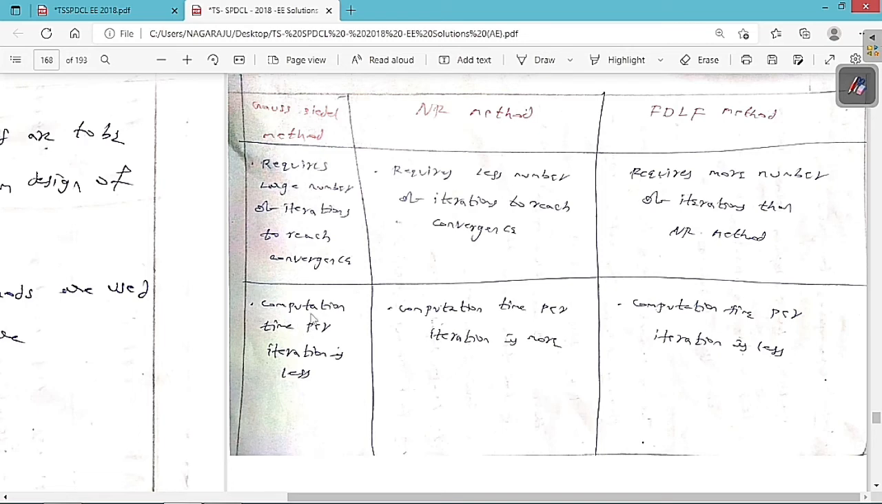Whereas for computation time per iteration, it is very low for Gauss-Seidel, it is more for Newton-Raphson, and it is less for the fast decoupled method, very much less when compared to Newton-Raphson. So out of these three methods, the computation time per iteration is highest for Newton-Raphson and lowest for the fast decoupled load flow method.